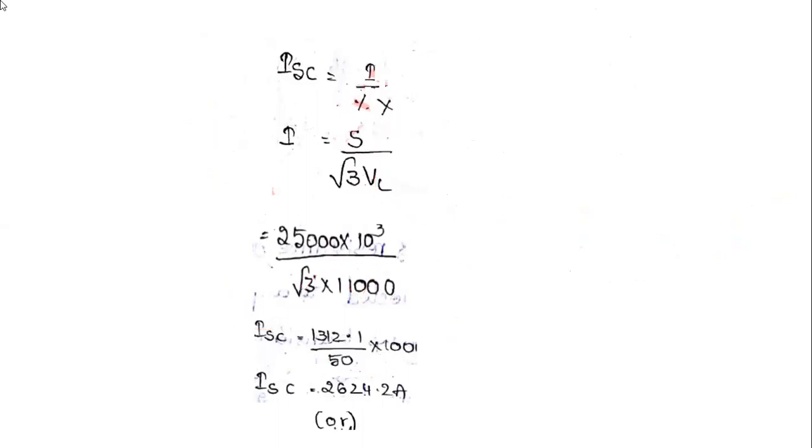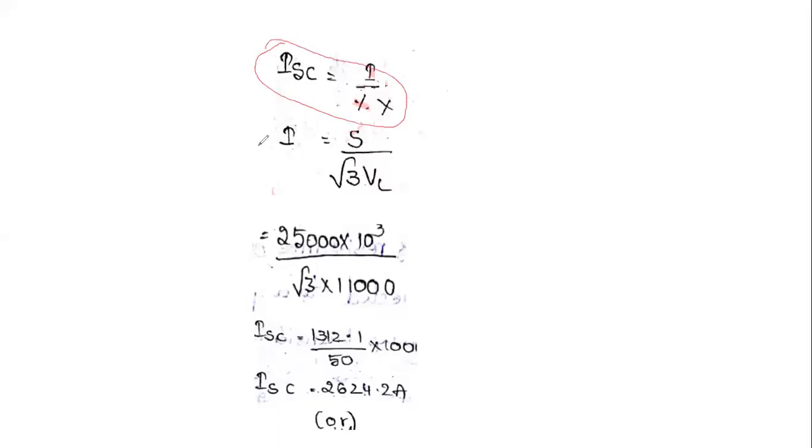After finding the percentage X, then we calculate the short circuit current. What is the formula for short circuit current? Therefore, ISC is equal to I by percentage X. What is the formula for percentage reactance? ISC is equal to I by X. This is the short circuit current formula.